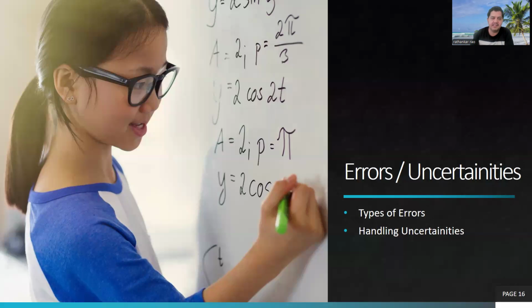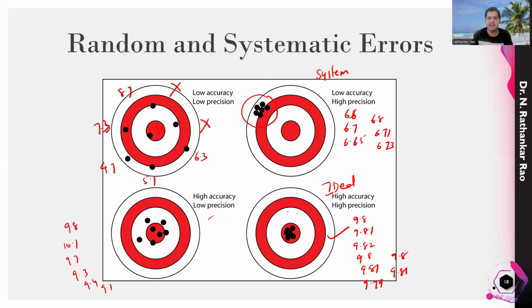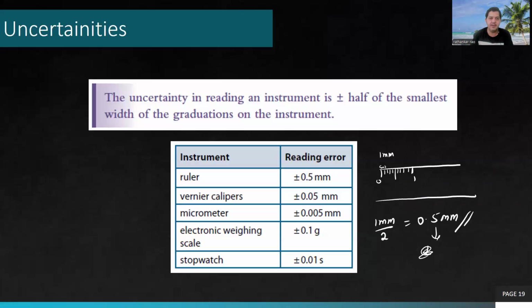In the second part of the video, we started with errors and uncertainties. So what are the different types of errors? We had zero error, we have seen parallax error, and then we have seen random errors. And then we looked at random and systematic error. How do you classify them as systematic and random, and how do you eliminate these errors? That's what we had seen. And then we looked at what is the uncertainty in case of an instrument. So this is where we stopped in the second video.